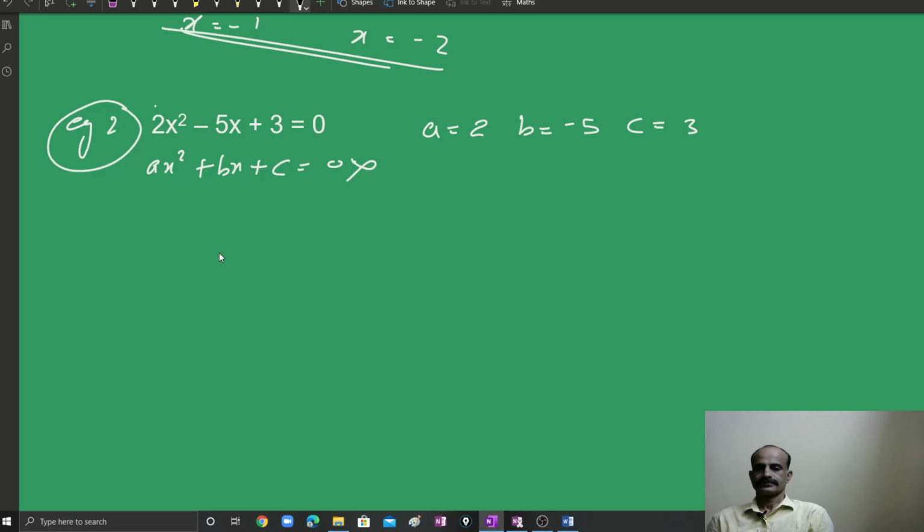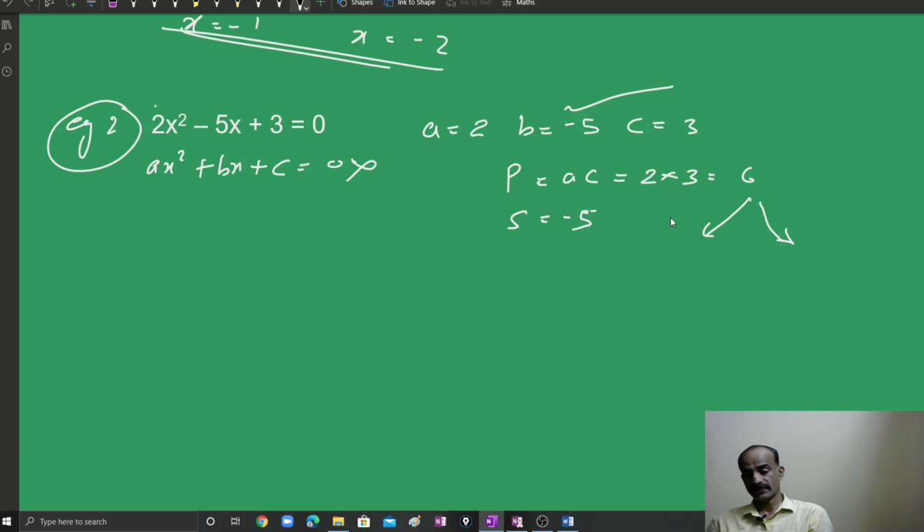a is equal to 2, b is equal to -5 and c is equal to 3. Okay, what is the product? Product is AC, that is 2 into 3, that is equal to 6. And now we have to get sum of -5. Sum is equal to -5. You have to think about two numbers so that sum is -5 and they are factors of 6.